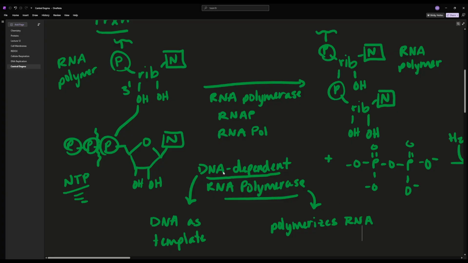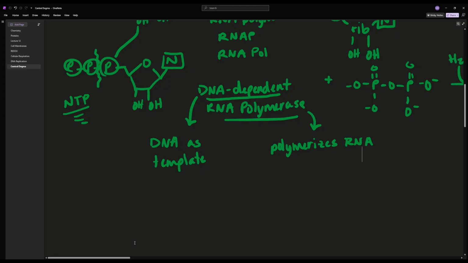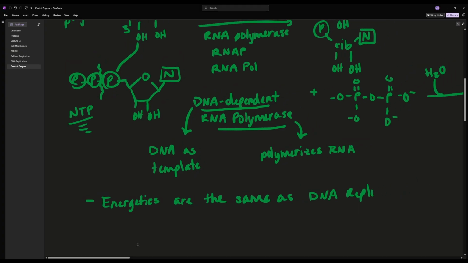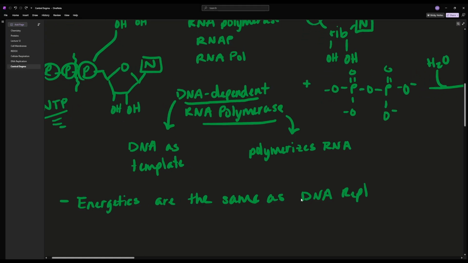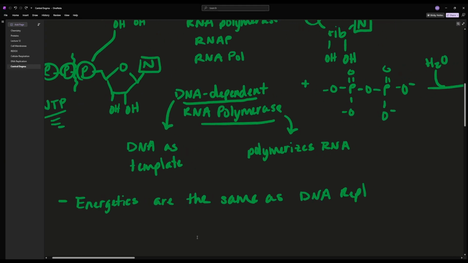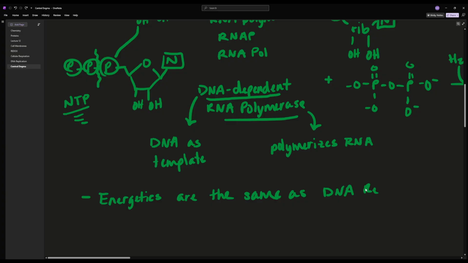Okay. So, once again, overarching ideas. The energetics are the same as DNA replication. Or we should say not replication, let's say polymerization. Oh my gosh, why are you doing that? Oh, that's annoying. Polymerization.